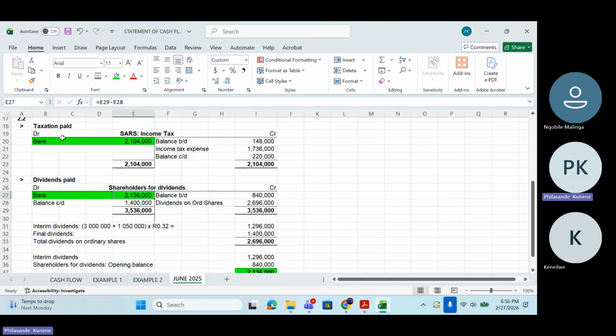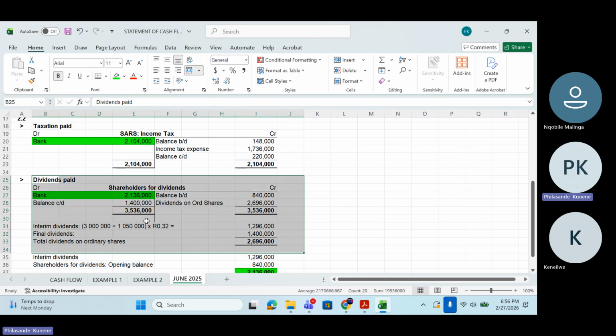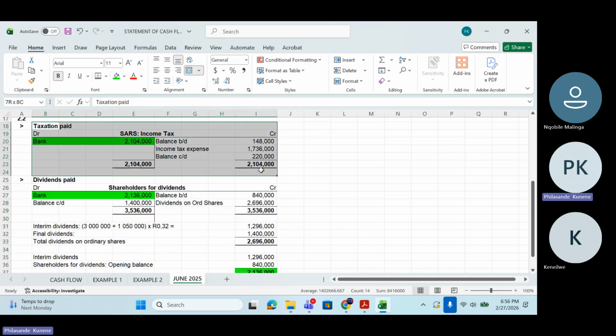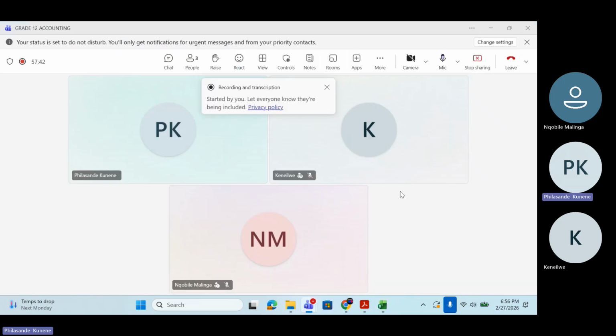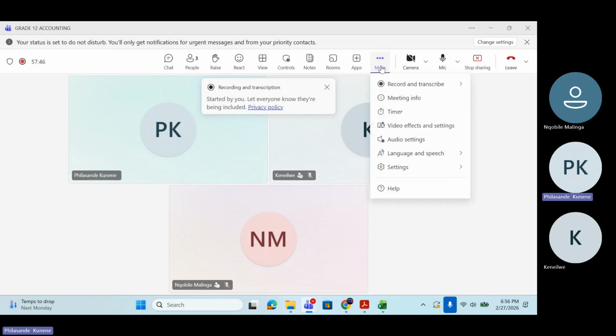Nothing has changed on dividends paid. It's still the same as how we have been doing it on the other side. I wanted to emphasize the taxation paid, guys, please. You must know very well that you can find odd scenarios like this one. If you can master that, I think you are good to go.